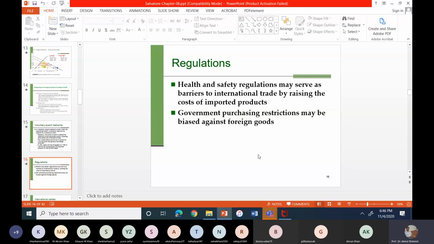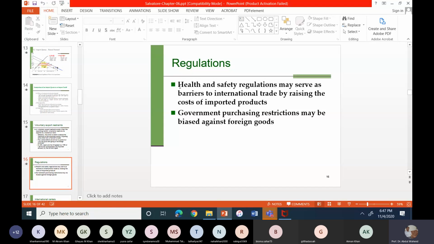Okay, so last time we discussed quota and voluntary export restraint under non-tariff trade barriers. So this is also a barrier when you put regulations, particularly health and safety regulations. Then it will put a barrier on international trade. Sometimes, due to health issues, we put a barrier on trade.